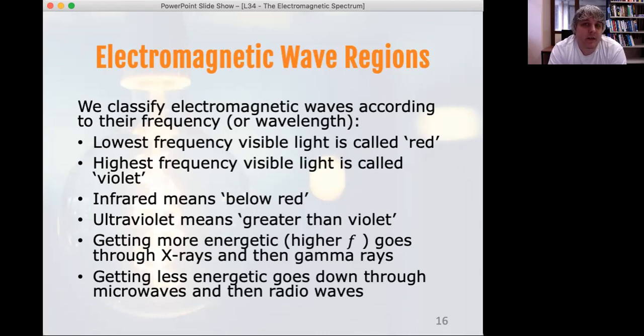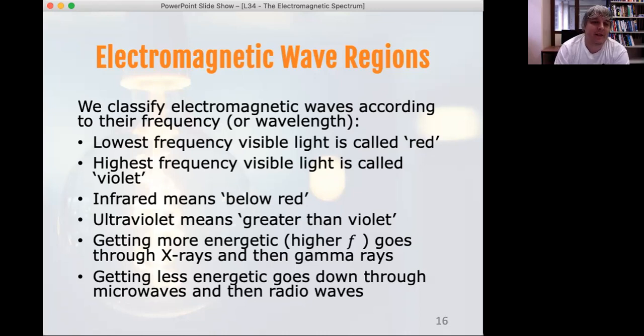As we get more energetic than that ultraviolet, we go up through X-rays and then through gamma rays. Gamma rays are the most energetic photons. As we get less energetic, so we go down below infrared, we get down through microwaves, and yes, that's the kind of microwaves that are in your microwave oven at home, and then down through radio waves, which are the kinds of waves we listen to when we listen to radio.